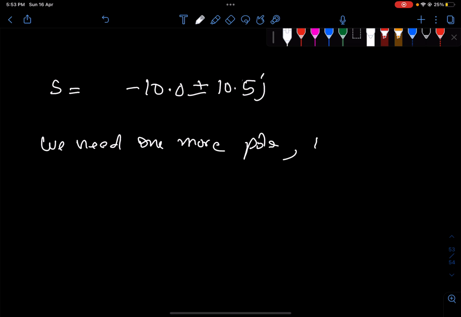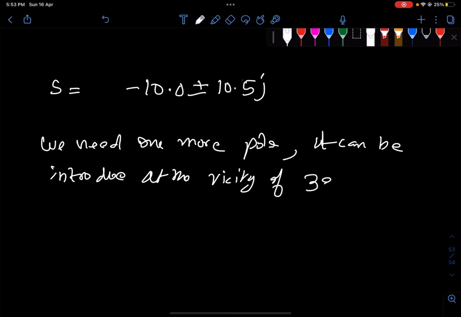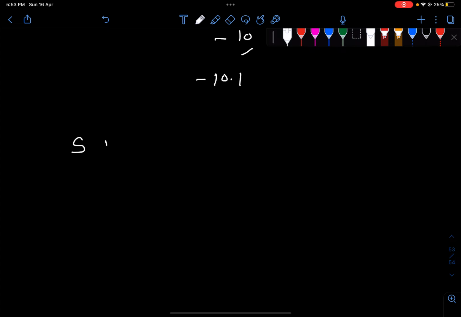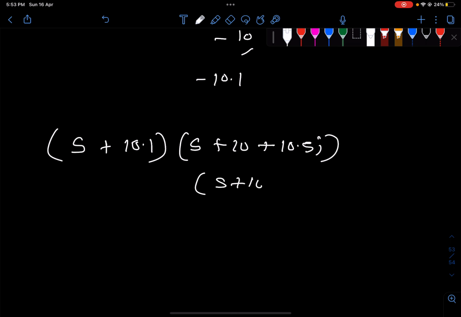Where to introduce it? It can be introduced in the vicinity of the zeros. So we have a zero at minus 10, right? We can introduce a pole at minus 10.1. So what does our characteristic equation look like? s plus 10.1, into s plus 10 plus 10.5j, s plus 10 minus 10.5j. This is our characteristic equation, right? Yes.